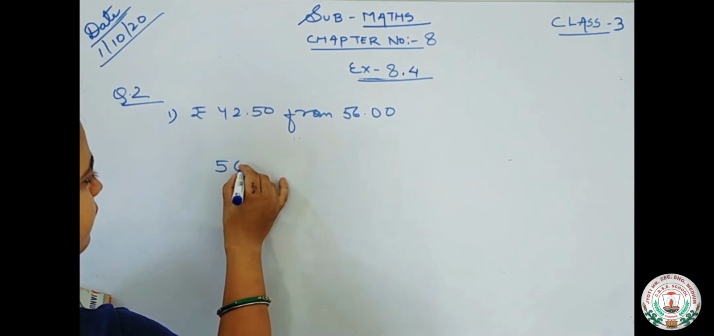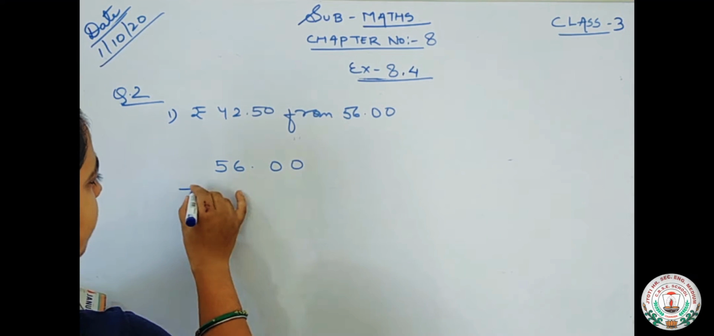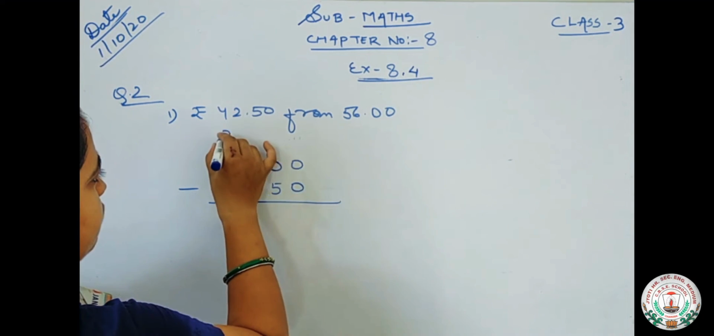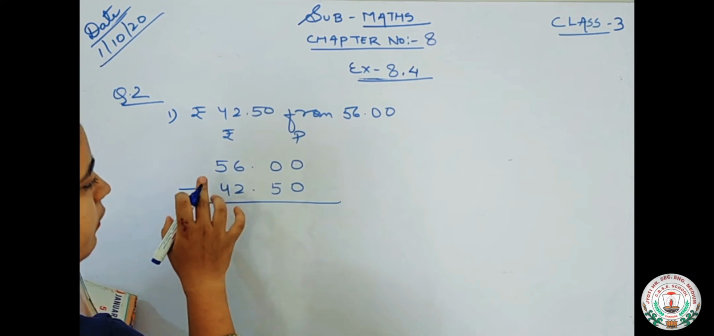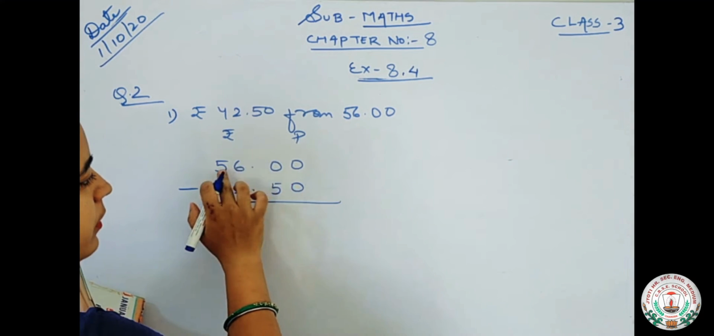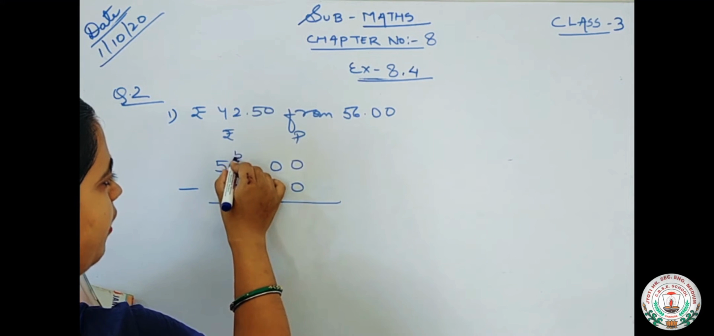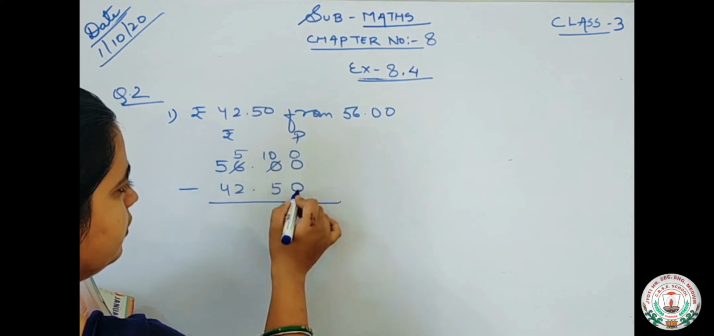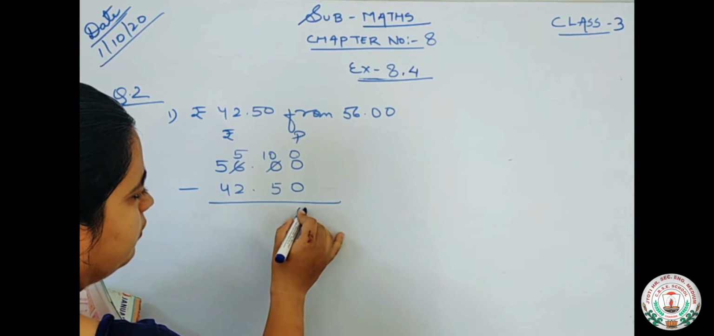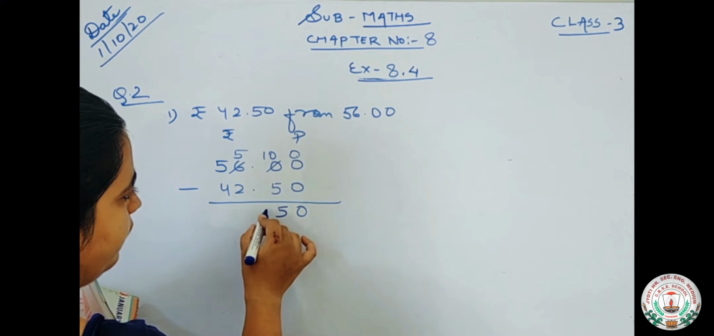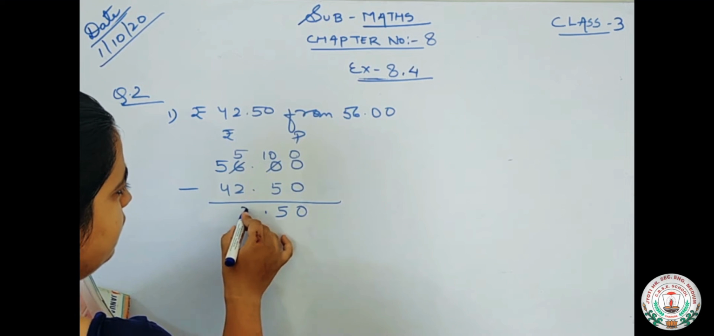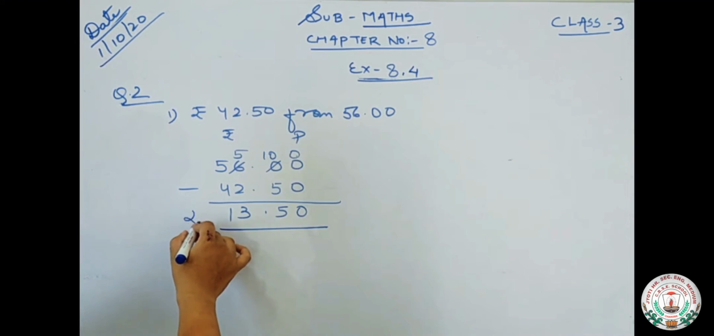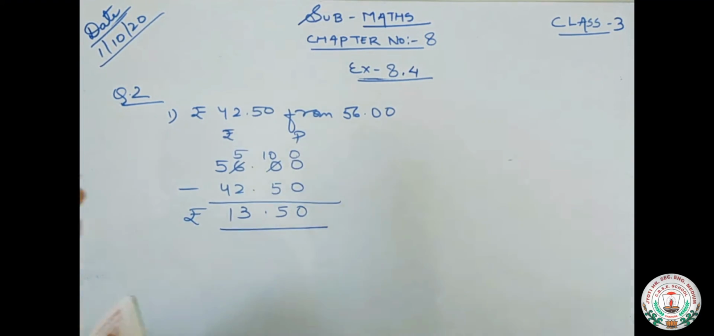So we will write here 56.00 minus 42.50. This is rupees, this is paise. When we are borrowing from here, this will become 100 paise. So 0, we do not need to carry. 10 minus 5 is 5. 5 minus 2 is 3. 5 minus 4, 1. So what is the answer? Answer is rupees 13 and 50 paise.